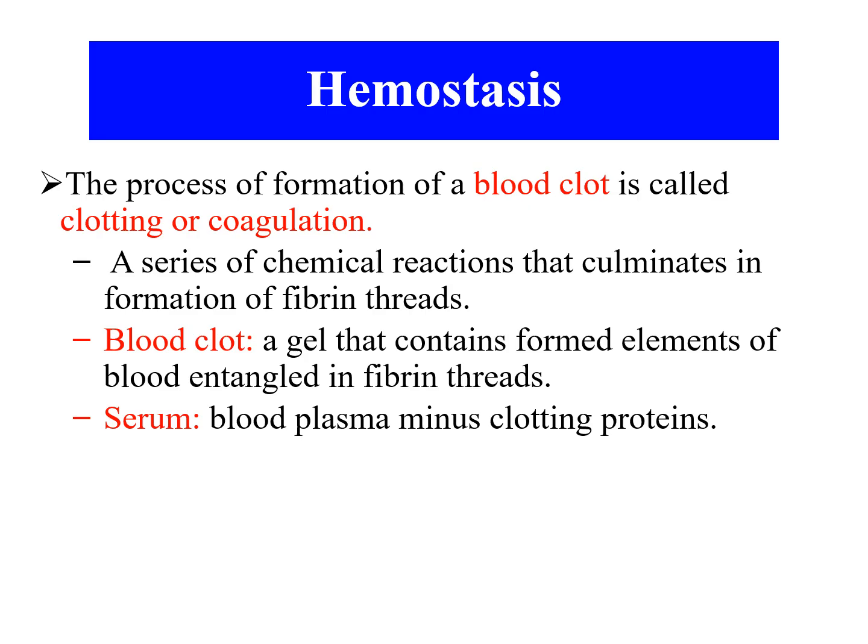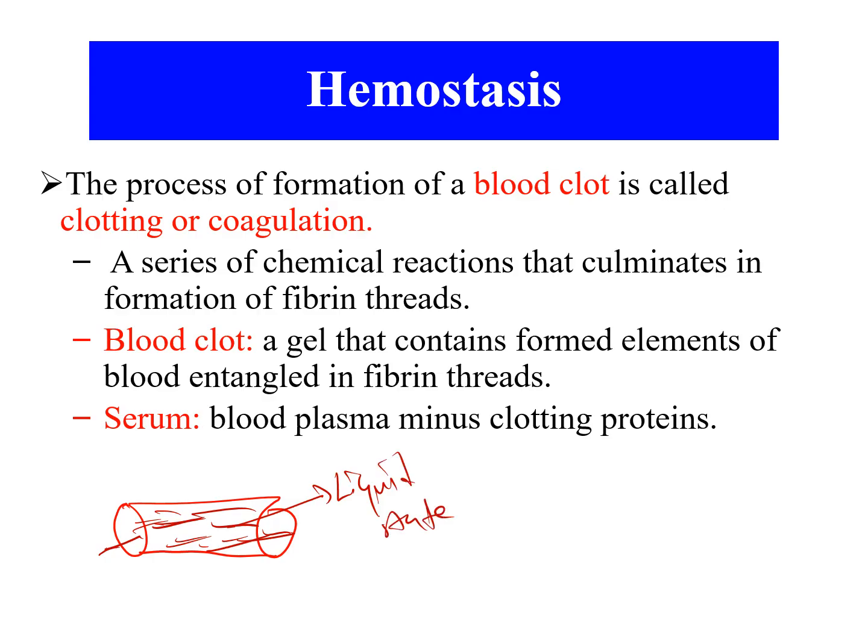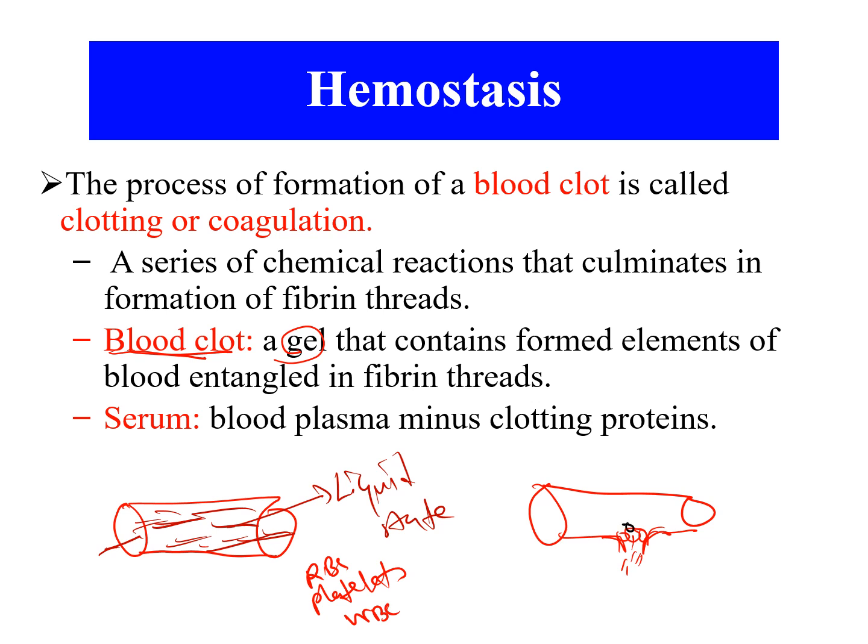So when you have a normal blood vessel, blood in this normal blood vessel tends to be maintained in a liquid state. However, when there's damage to the blood vessel and this blood is exposed to the outside of the body, there is formation of what is known as a gel or a blood clot. This blood clot is simply the formed elements, which are the RBCs, the platelets, and the WBCs, trapped within threads, the fibrin threads.